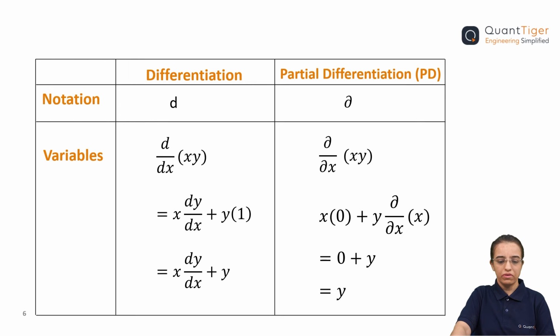So now the next point is how we note or denote it. What's the notation we use? In regular differentiation, जो हम करते थे, we use D as a notation. यहाँ पे हम use करेंगे del, जो कि इस तरह से है, we call it a del.